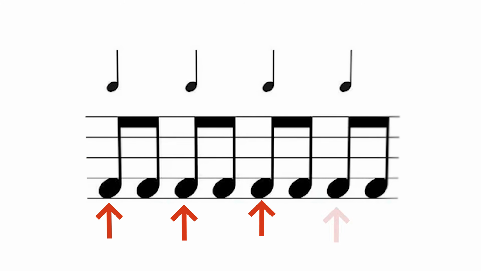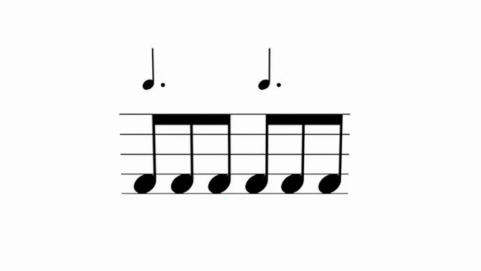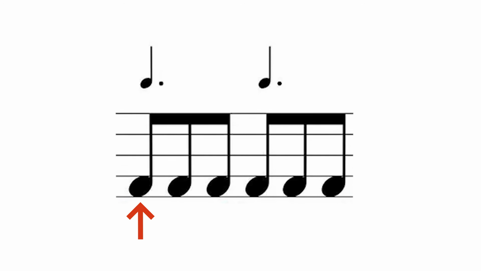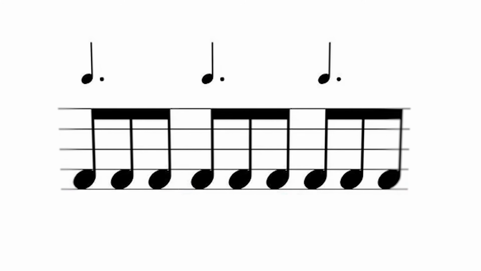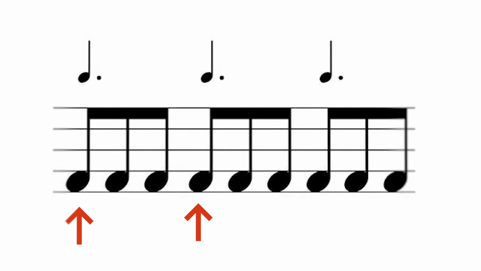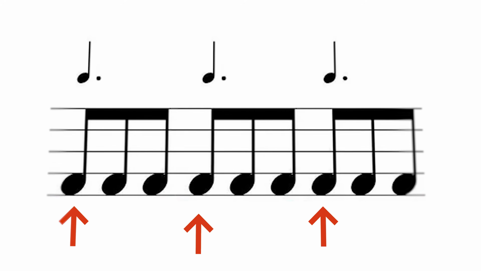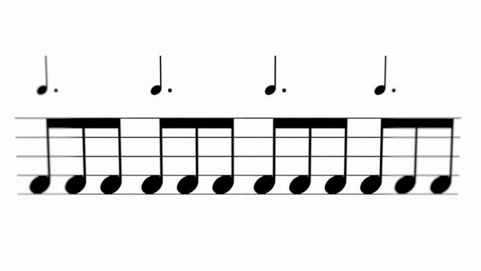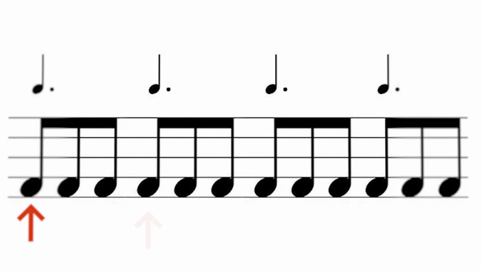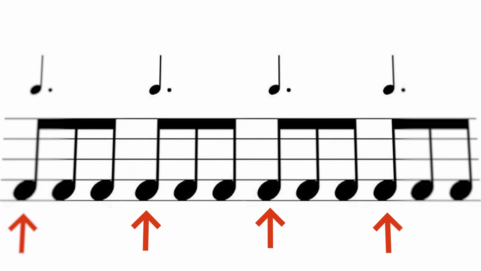If it is simple quadruple, then you have groups of 2 because it's simple time, and you have 4 groups of those. So you have 4 groups of 2 8th notes. If you have compound duple, then you have groups of 3 because it's compound, and you have 2 groups. So you have 2 groups of 3 8th notes or quavers. If you have compound triple, then you have groups of 3 again, and you have 3 groups. So you have 3 groups of 3 8th notes. And finally, if you have compound quadruple, then you have groups of 3, again, because it's compound, and you have 4 groups. So you have 4 groups of 3 8th notes or quavers.